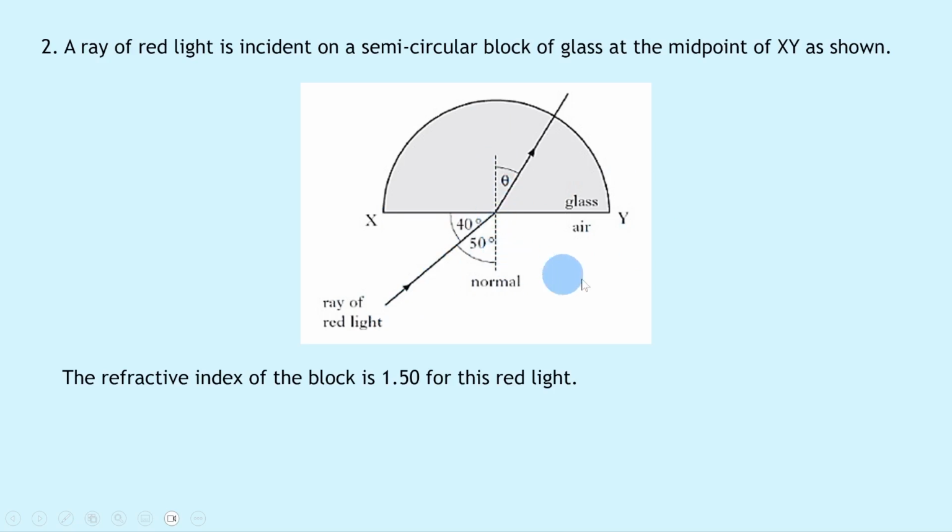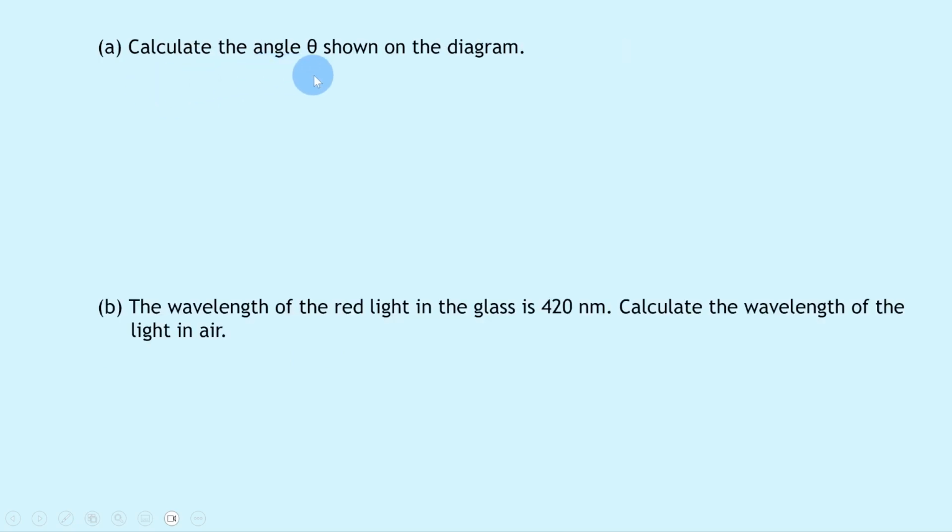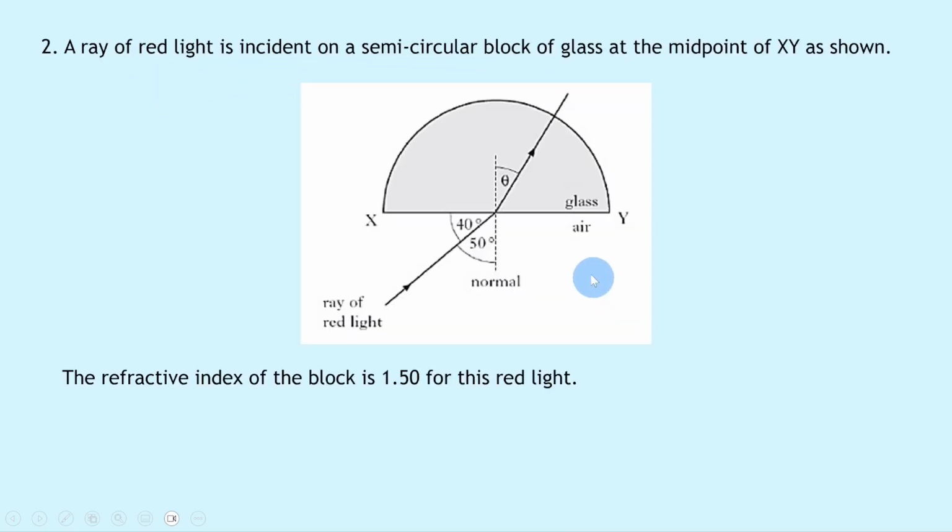We've then got our normal labelled as well and some angles. And it says the refractive index of the block is 1.50 for this red light. Part A says to calculate the angle θ shown in the diagram. Well, here you can see that θ is in the glass, so that's going to be θ2, which is our angle of refraction in this case.